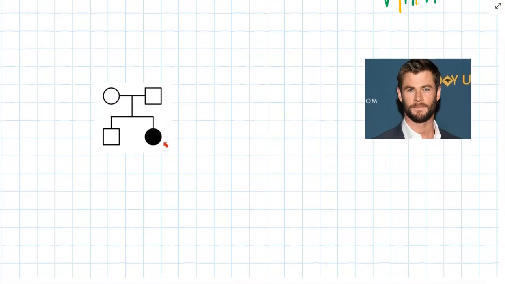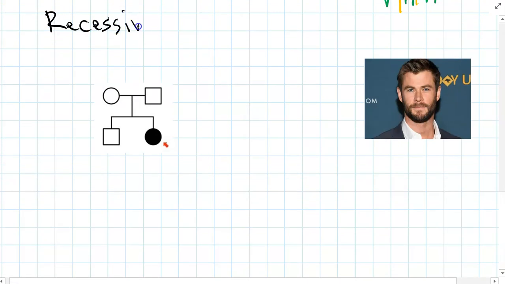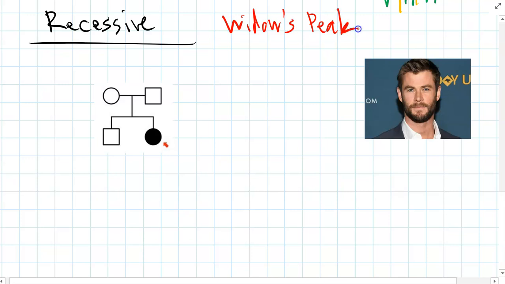Okay, let's move on to recessive traits now. How can we figure out and prove that a trait is recessive? Well, let's use the widow's peak as the trait for this one. And we've got Thor with his widow's peak. Well, Hemsworth, whatever his name is, Chris Hemsworth. So let's just say that widow's peak is recessive.